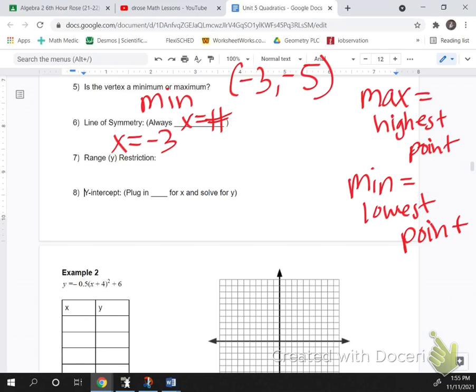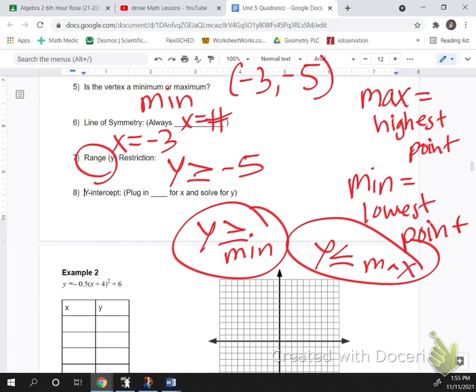When it comes to a range restriction, we have a minimum, and everything is above what y value? What's the lowest y value on your graph? -5. So I'm going to say y is greater than or equal to -5. Is it always a y value? Right. Range is always y. Good question. Range is always y.